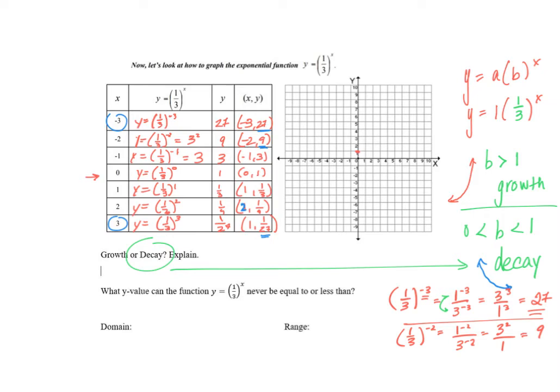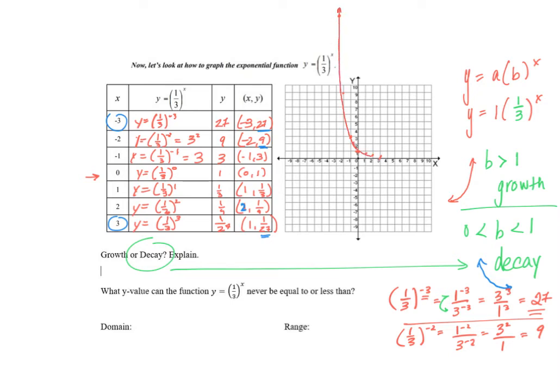So negative 3, 27 is way, way off the graph. However, I can make a little estimation here. Let's say I put it up here. If I put negative 2 in, I got 9. When I plug negative 1 in, I got 3. 0 gave me 1. 1 gave me 1/3. 2 gave me 1/9. 3 gave me 1/27. So again, it's going to look something like this.